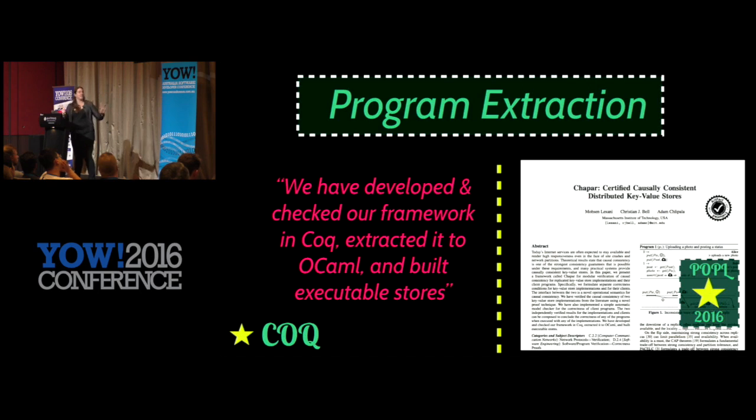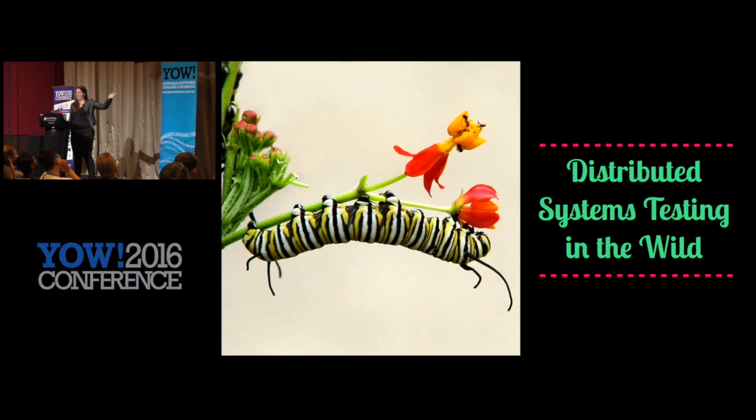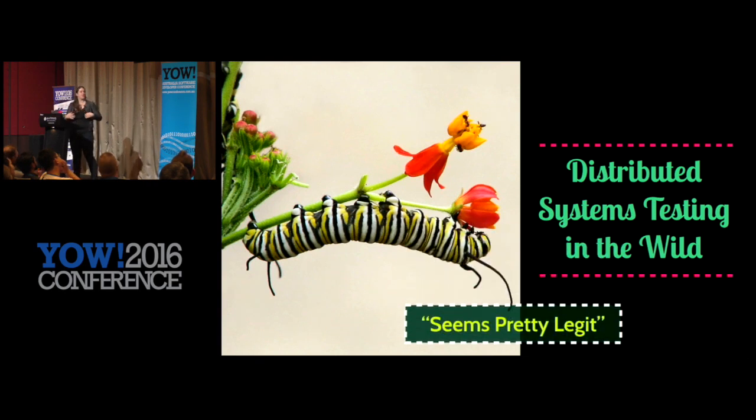So I think that gives me a ton of hope for the future, but what are we doing now? Because we're in this world where I don't have that, and I have to hit my deadline and ship some code and do things that make people happy. So how do we get from formal verification to, seems pretty legit, ship it?